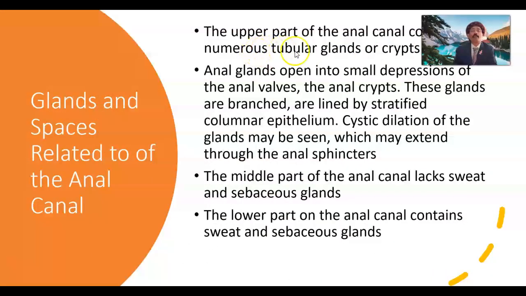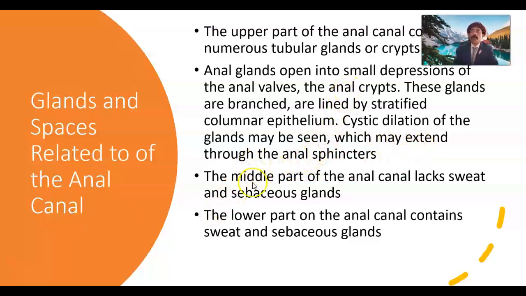Upper part of the anal canal contains numerous tubular glands or crypts like other parts of the intestine. Anal glands open into small depressions of the anal valve, the anal crypts. These glands are branched and lined by stratified columnar epithelium. Cystic dilation of the gland may be seen, which may extend through the anal sphincter. So anal glands open into the anal crypts.